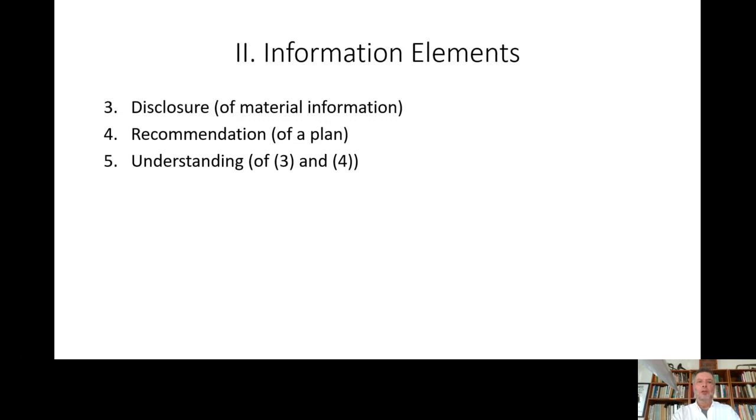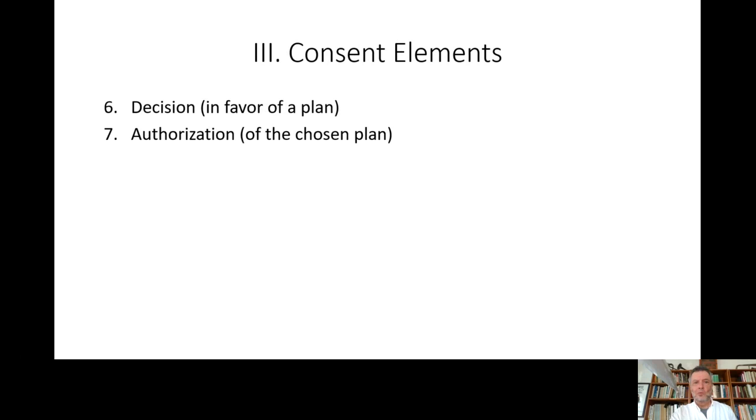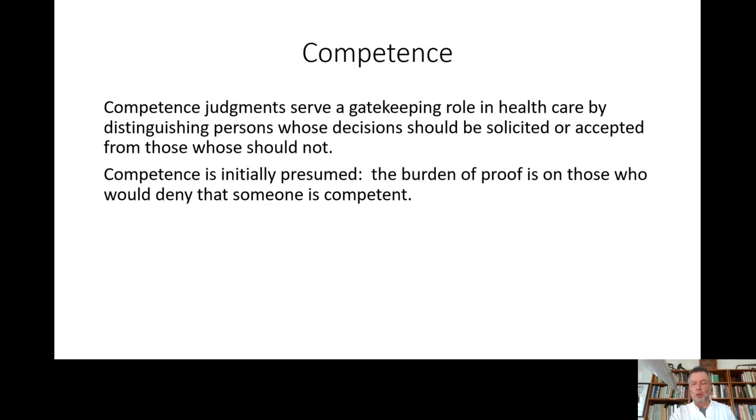Information elements include disclosure of material information, whatever that is. We'll look at that. Another informational element, a recommendation. Sometimes that's all that patients are interested in, is the recommendation of a plan. And last, the understanding of the information disclosed and the plan recommended. Consent elements, lastly, include the decision itself and a separate authorization of the chosen plan. So, of those 5 elements, let's start with competence.